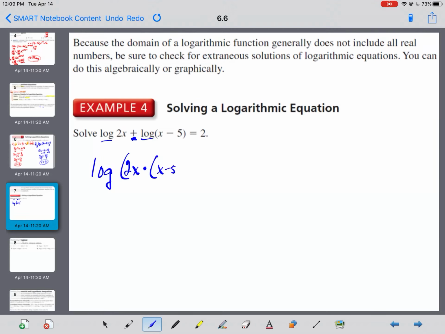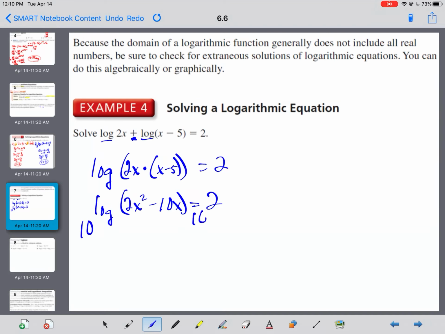So if I go log, and then because it's a plus sign, I'm going to say 2x times x minus 5 equals 2. And this is log base 10, okay? So what we have is log of 2x squared minus 10x equals 2. Now what we can do to get rid of the log part is bring on a new base. 10 to the log base 10 drops out, gives us 2x squared minus 10x equals 10 squared.